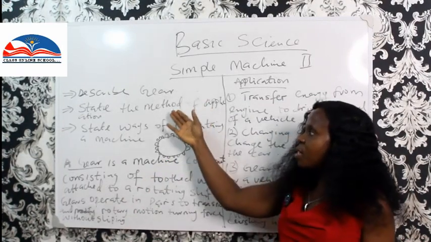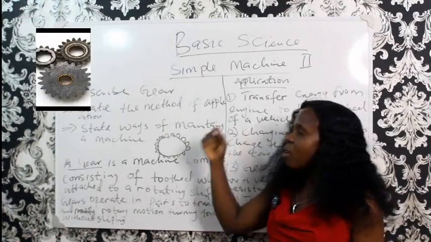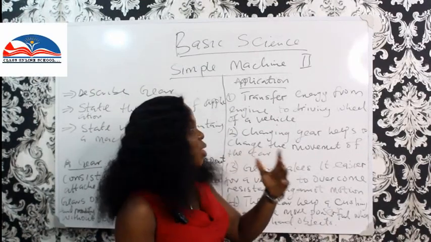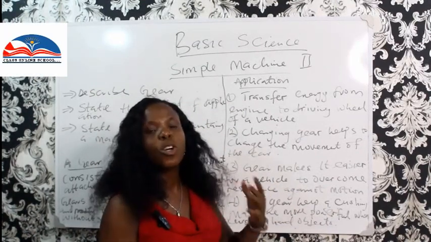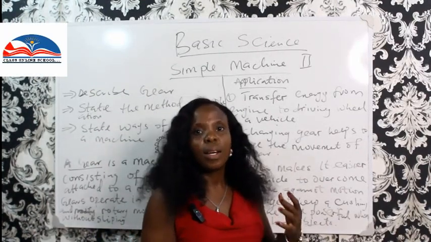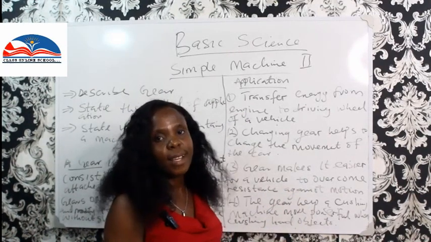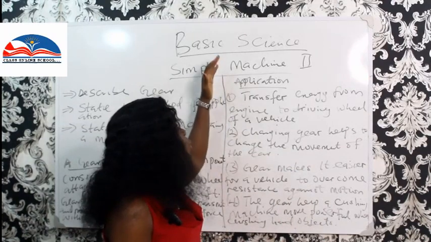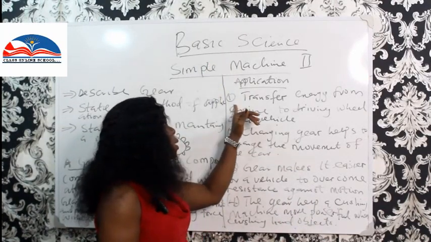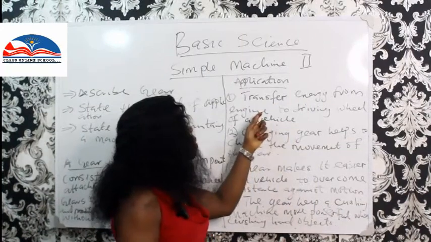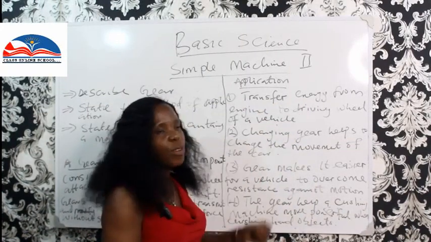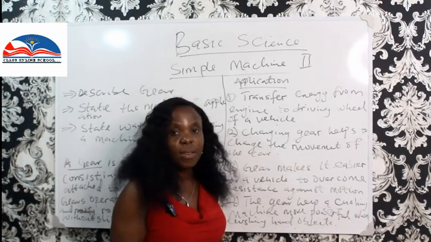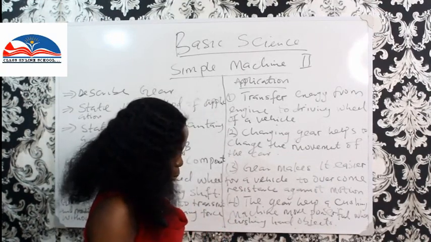That's the first objective. Then the second objective, state the method of application. How do you apply gear to your vehicle? What work does the gear do for the vehicle, the tricycle or the motorcycle? Now let's see what it does. Application 1: transfer energy from the engine to the driving wheel of the vehicle. Like I was explaining, it transfers energy to the vehicle.